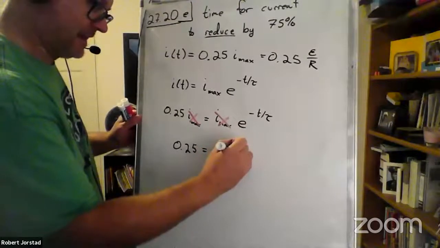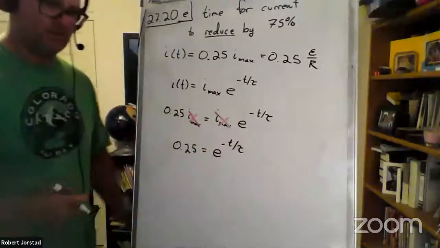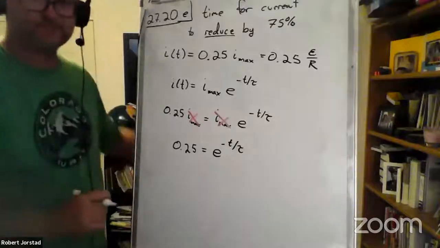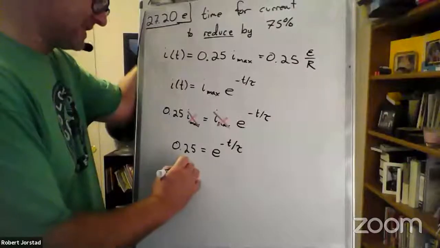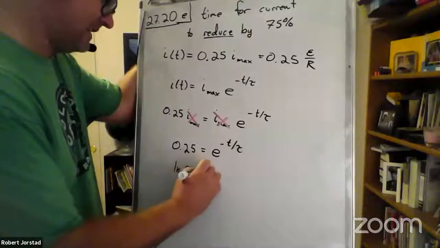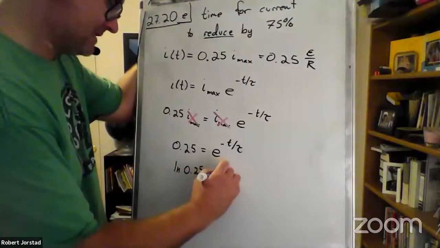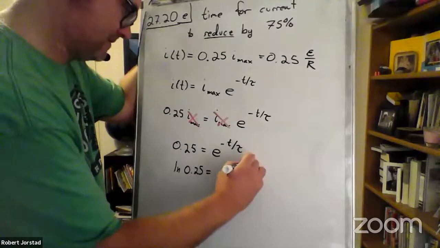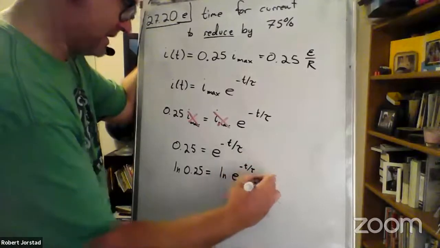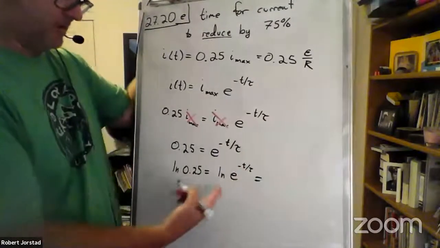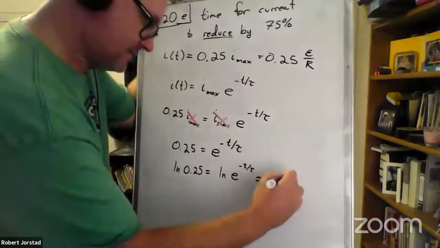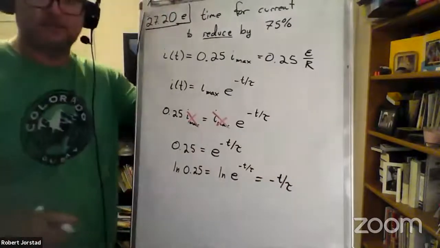Aha! I didn't mean to write that. What do I do? ln. ln. Yep, just take a log. You could say log. You could be a physicist for a day. You don't have to say ln. You could say it like a physicist. It's not going to kill you. When you take log, what do we get here? Negative t over tau.